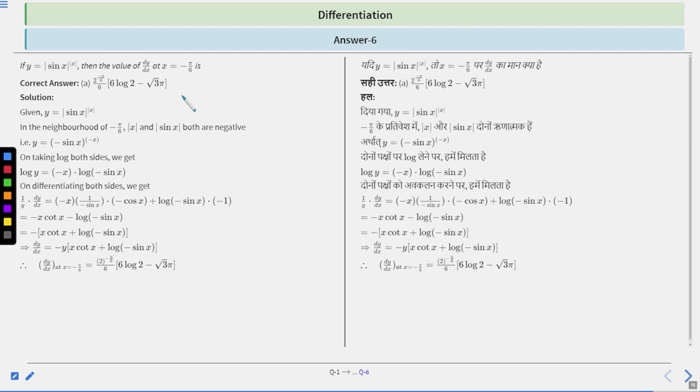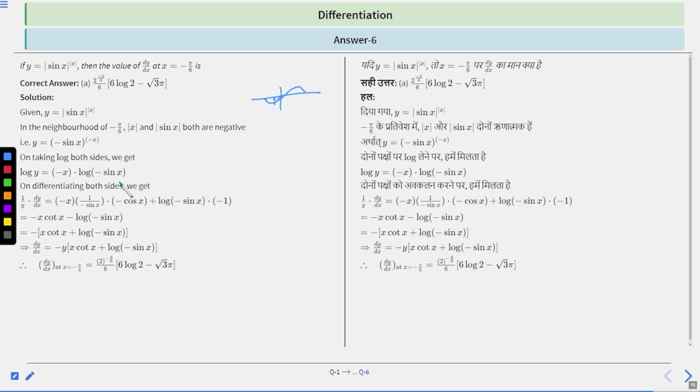Okay, let's move to the solution part. Given y is equal to |sin x|^|x|. Now we have to find dy/dx at x equal to −π/6. In the neighborhood of x equal to −π/6, |x| and |sin x| both are negative, because we know the graph of sin x. So sin x is negative at −π/6 and x is also negative. Therefore, y can be written as (−sin x)^(−x).